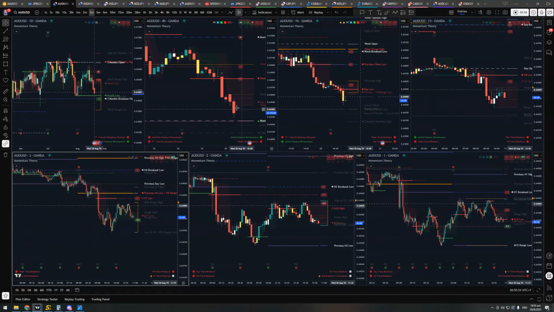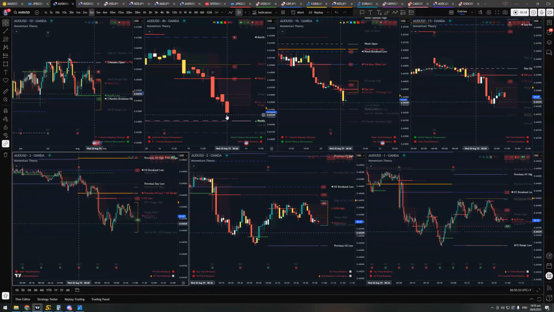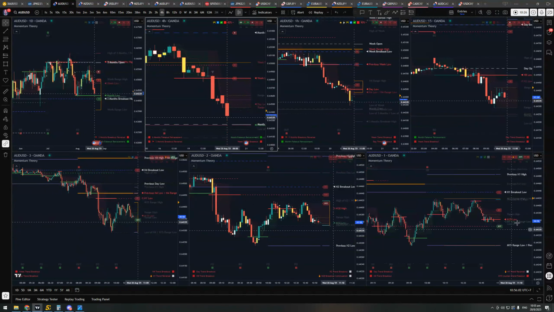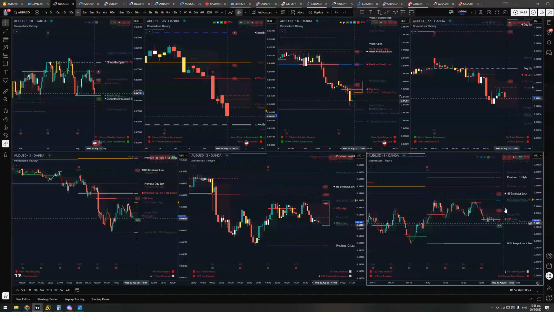Last H4 close outside bar, so that creates a range. If it closes like this, it'll destroy that range. And then it does make sense that the next bar would pull back. So let's see what happens here. Not going to take anything unless it pulls back.